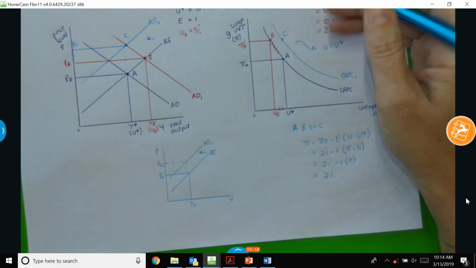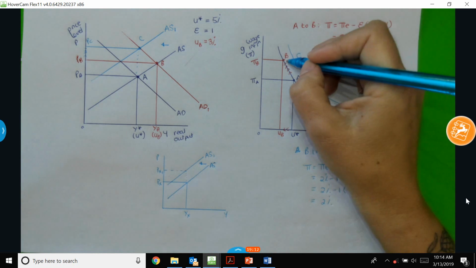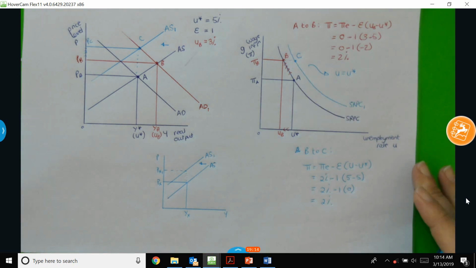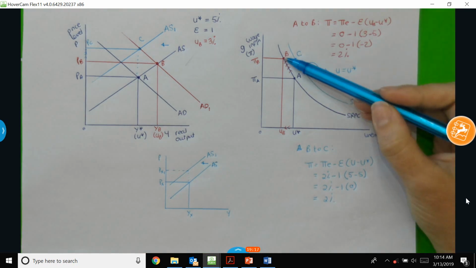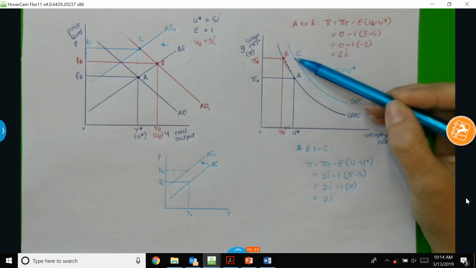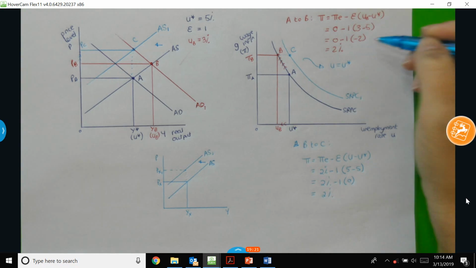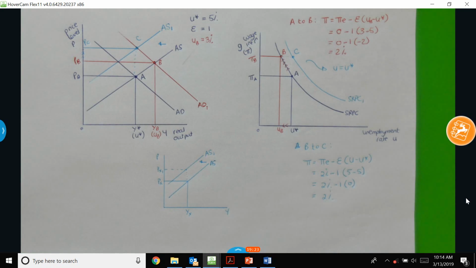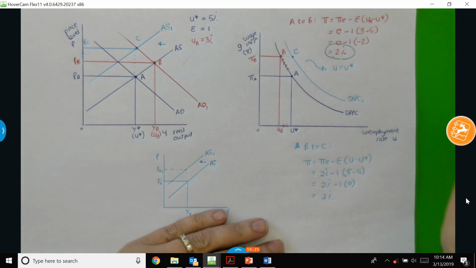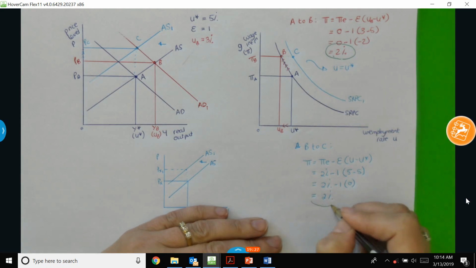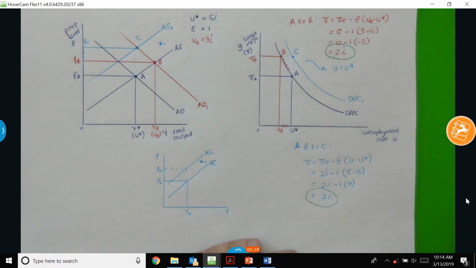And if we look on the Phillips curve, what it's suggesting then is that the inflation rate at point B and point C are the same. And notice that when we previously calculated the inflation rate, it was 2%. Now we calculate the inflation rate, and it's still 2%.